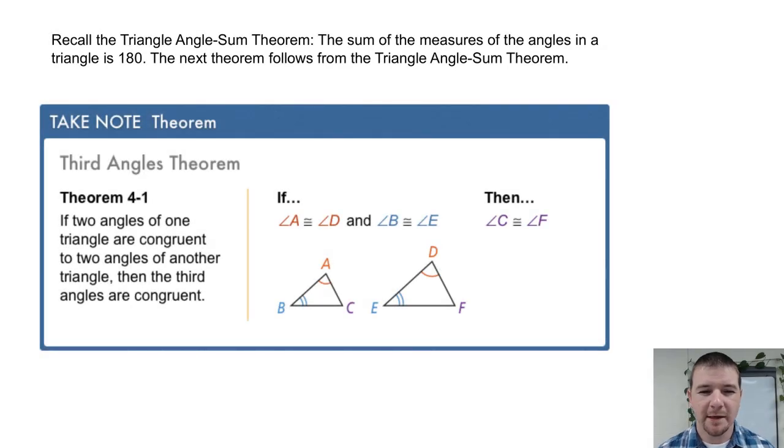Recall the triangle angle sum theorem. The sum of the measures of the angles in a triangle is 180. The next theorem follows from the triangle angle sum theorem. This one's theorem 4-1, nicknamed the third angles theorem.